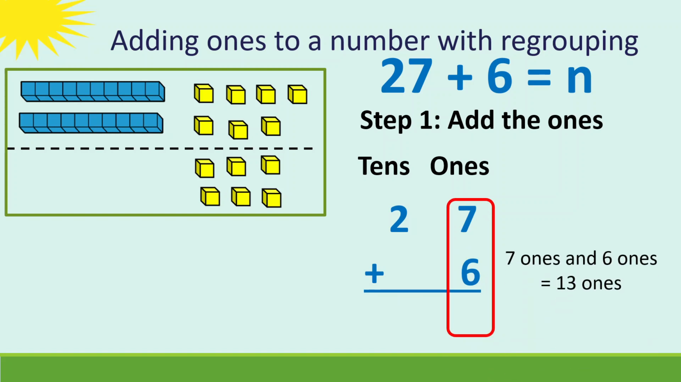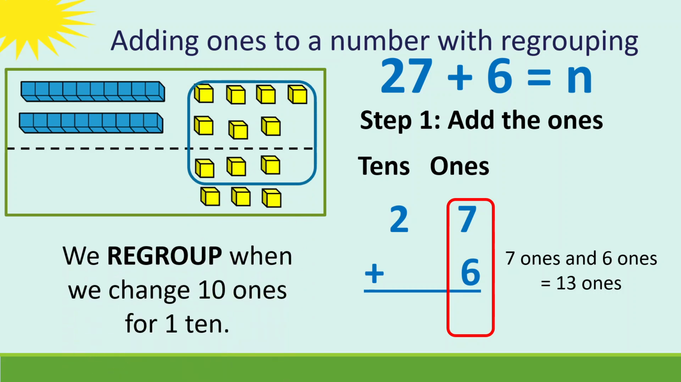We have 13 ones. Now we can actually group this. We can make 1 ten from 10 ones. That is what we call regrouping. We regroup when we change 10 ones for 1 ten. And then look at the ones. How many ones are left? 3, right? So we write that in the ones column. 3 and then carry over 1 in the tens place.